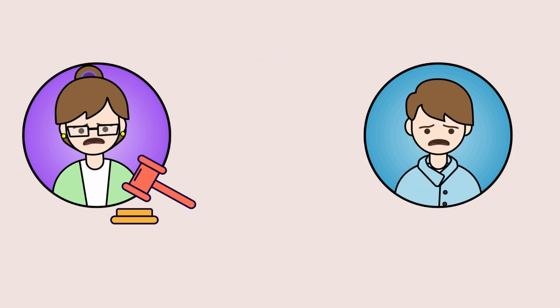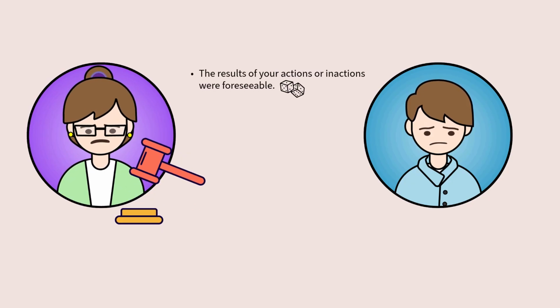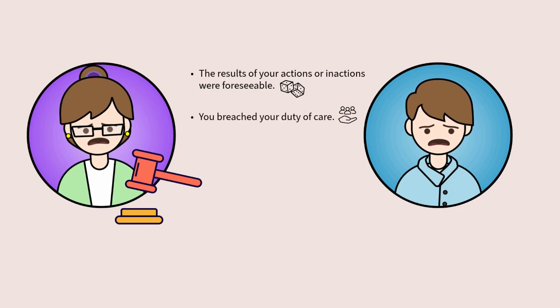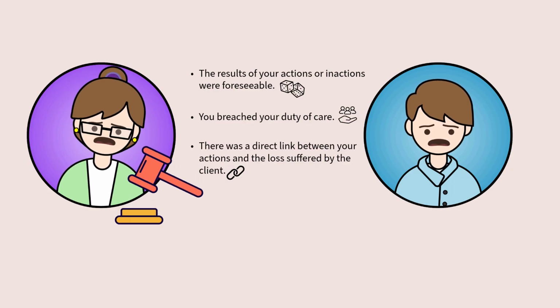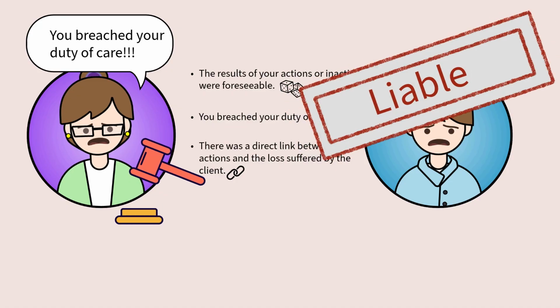To find you negligent, the court must establish that the result of your actions or inactions was foreseeable, that you breached your duty of care, and that, in the end, there was a direct link between your actions and the loss suffered by the client. If these elements are proven, you will be liable for damages.